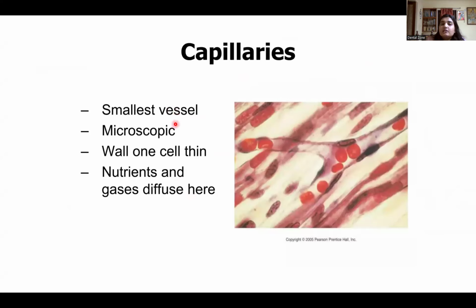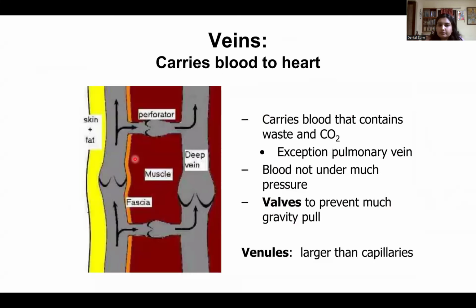Capillaries are small vessels. They can be seen only at the microscopic level, and they are one wall or one cell thin. They carry nutrients and diffuse gases. Everything happens over here. Veins carry the waste and carbon dioxide blood, except the pulmonary vein, which we all know.